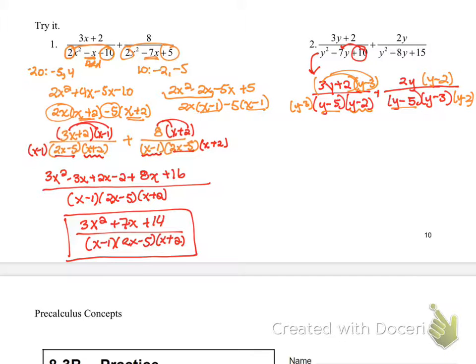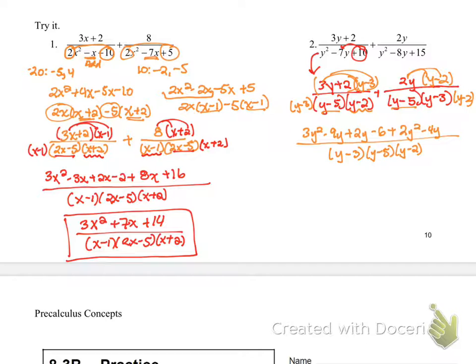Start FOILing the first one. 3y squared minus 9y plus 2y minus 6. I'm just going to keep going across the top. 2y squared minus 4y. And then, since we're adding, we just keep the same three factors on bottom. You don't need to rewrite them.